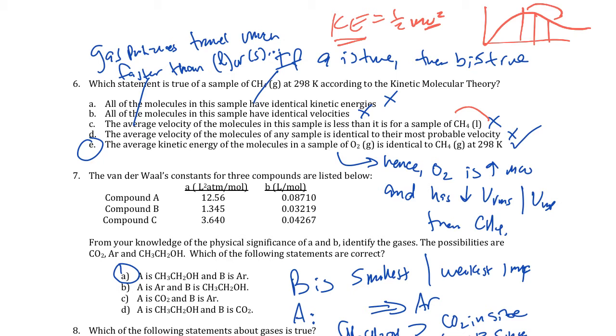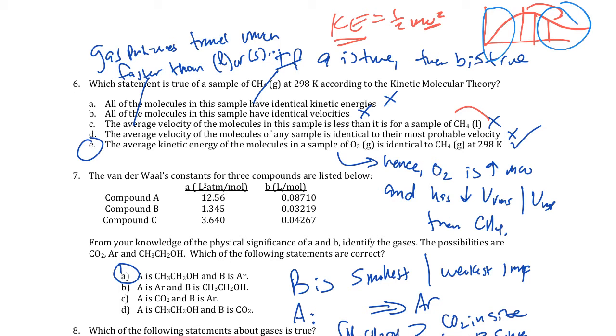D says the average velocity of the molecules of any sample is identical to their most probable velocity. So the average velocity of the molecules is not the same as the most probable because we get this non-parabolic distribution. We get a weighted Boltzmann-like distribution where we have more molecules on the faster side, fewer molecules on the slower side, so the most probable and the average speeds don't overlap with each other. Those velocities are slightly different from each other.